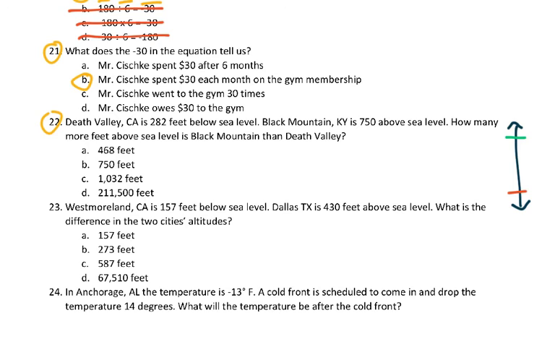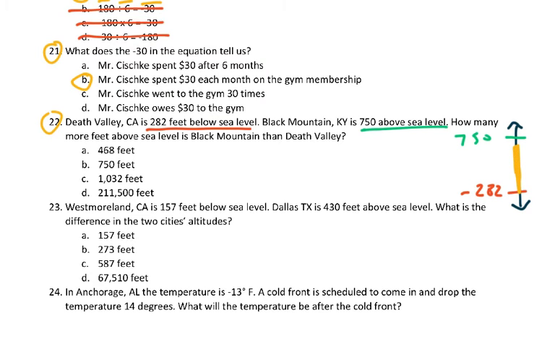22 says that Death Valley, California is 282 feet below sea level. That means negative, so negative 282. And then Black Mountain, Kentucky is 750 above sea level. So this is where Black Mountain, Kentucky is 750 above. And it says how many more feet above sea level is Black Mountain than Death Valley. So it's asking for what's the space here, what's the difference between here.